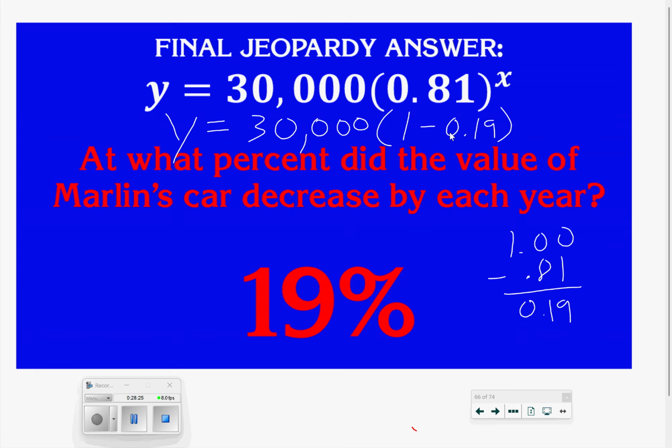How do I know it's decreasing? Because this number is less than 1. So it had to be subtracted. What number was subtracted here? To find that, I do 1 minus 0.81. I get 0.19. Convert it back to a percentage, 19%.